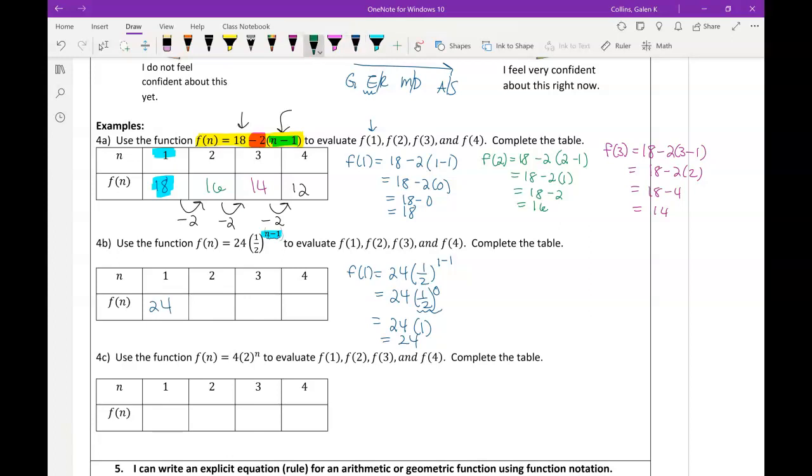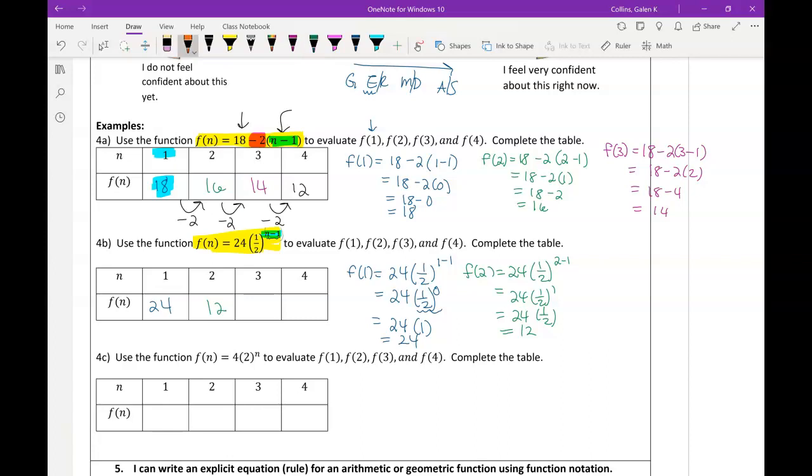All right, so when I evaluate f of 2, again, I'm going to take my expression for f. Maybe I should have highlighted that to help us see it. I'm going to substitute 2 anywhere I see n. So 24 times 1/2 raised to the power of 2 minus 1 now. And so again, 2 minus 1 is just 1. So that just becomes 24 times 1/2, which is 12.